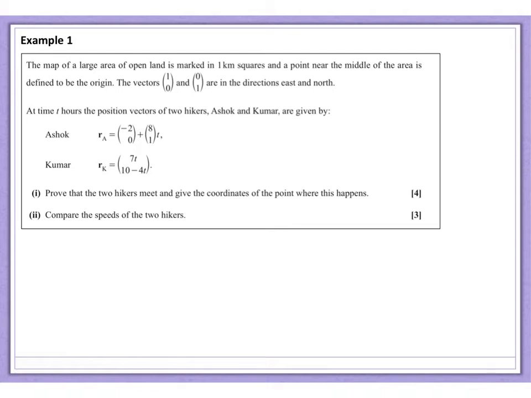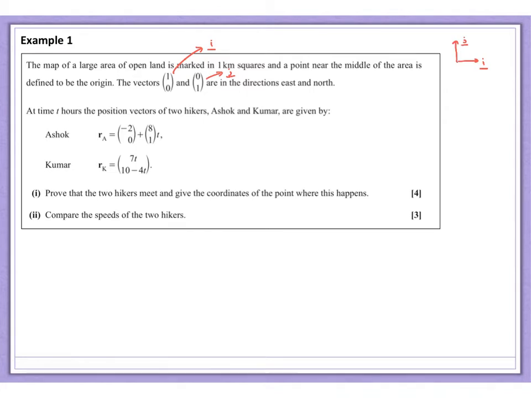So, the map of a large area of open land is marked in 1 kilometre squares, and a point near the middle of the area is defined to be the origin. The vectors (1, 0), which of course is the i vector, and (0, 1), the j vector, are in the directions east and north. So this is simply clarifying that the i vector is in this direction and the j vector is in this direction here.